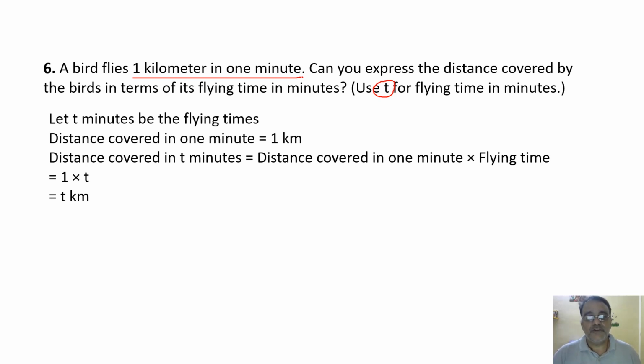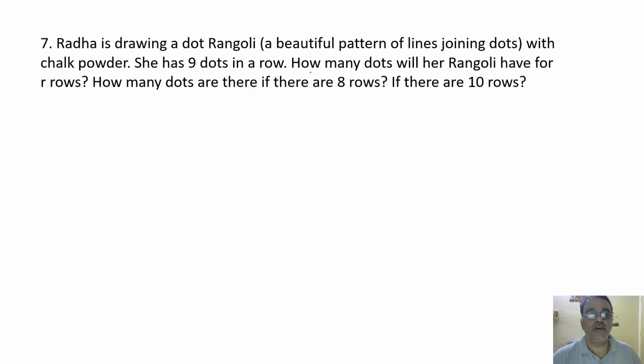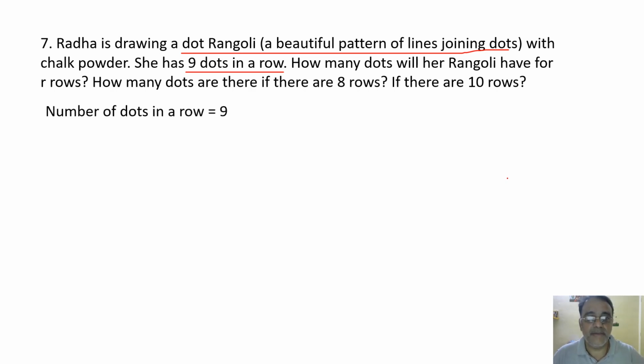Now we are moving toward question number 7. Radha is drawing a dot rangoli, a beautiful pattern of lines joining the dots with chalk powder. She has 9 dots in a row. How many dots will her rangoli have for R rows? So the formula will be total number of dots will be number of dots in one row into number of rows. ठीक है, so number of dots in a row is given 9 and number of rows is given in the question R. So 9 into R हो जाएगा formula.